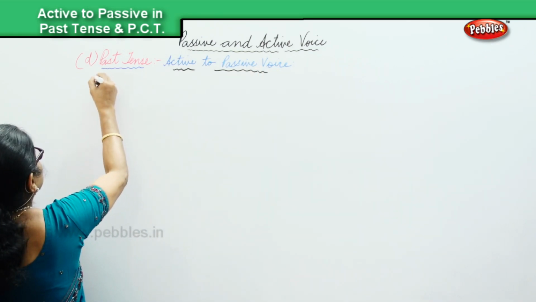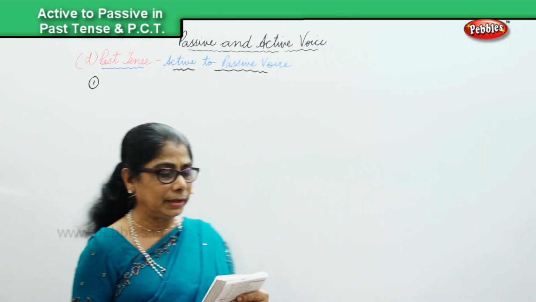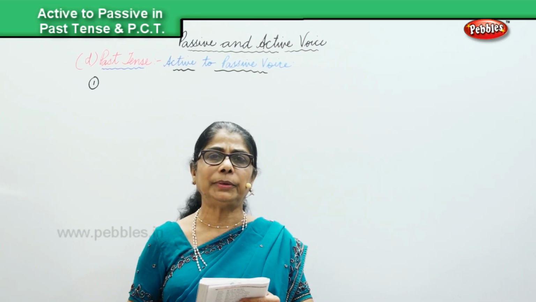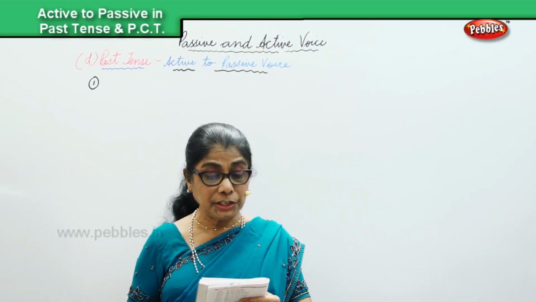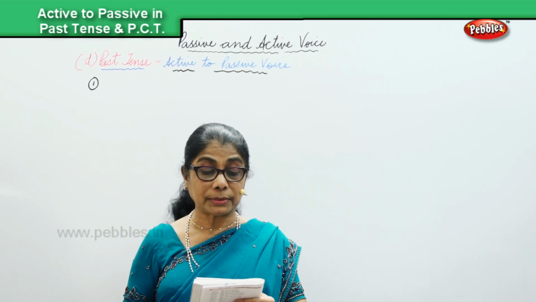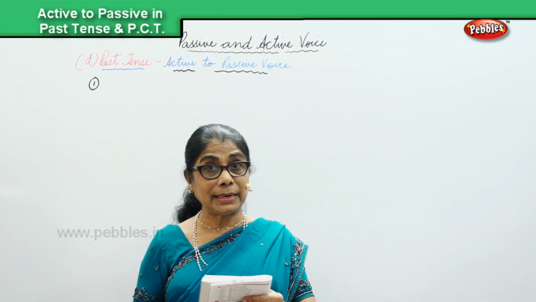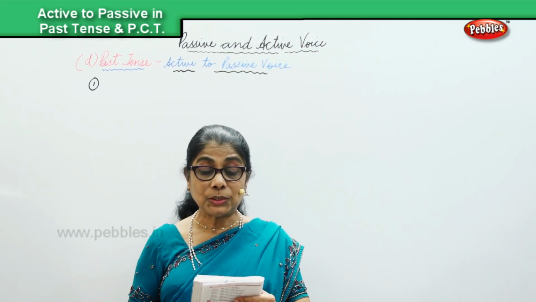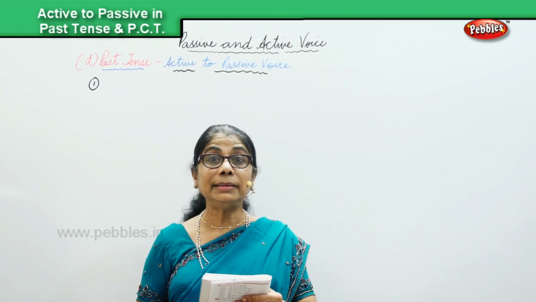Okay, the first sentence I have here is, the teacher punished all the pupils. That's active. So in the past tense it will be, all the pupils were punished by the teacher.